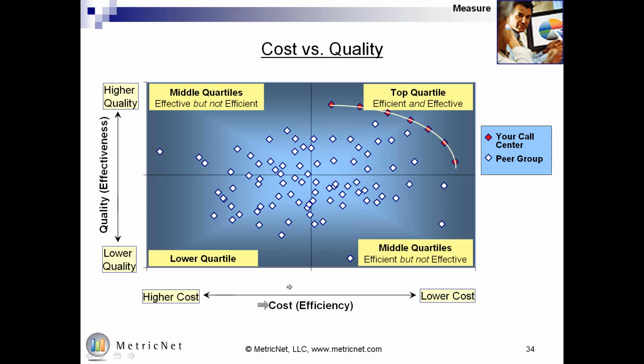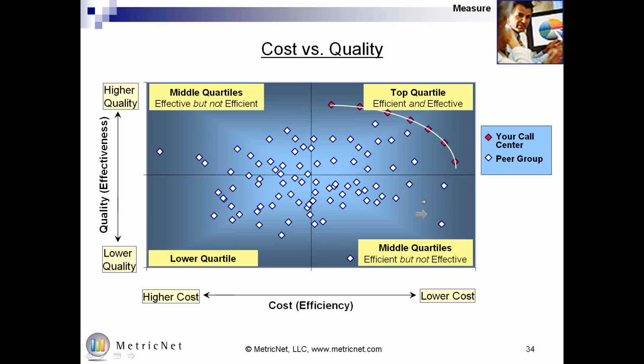The cost axis, or the x-axis, is a little bit counterintuitive. We've got lower cost on the right, not higher cost. We've got higher cost on the left, lower cost on the right. Now, those call centers that are in the upper right are both efficient and effective, and that is the holy grail. If you're running any service and support organization, being efficient and effective really is the holy grail. That's where you want to operate.